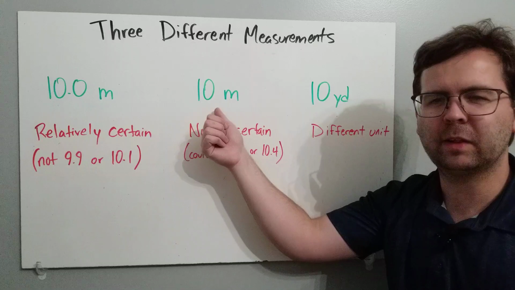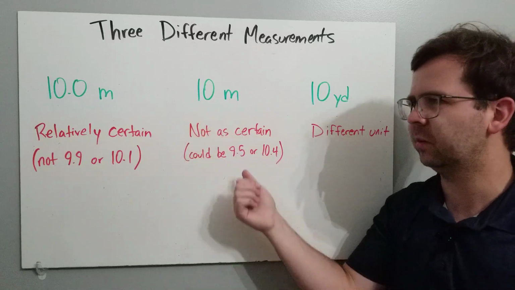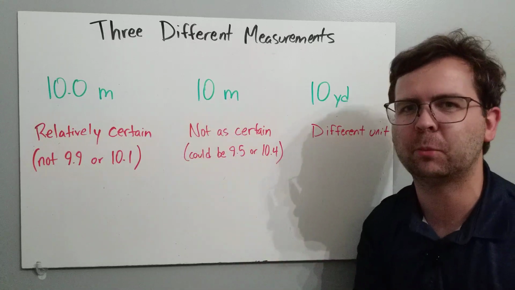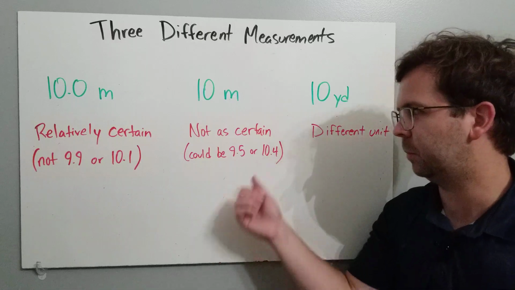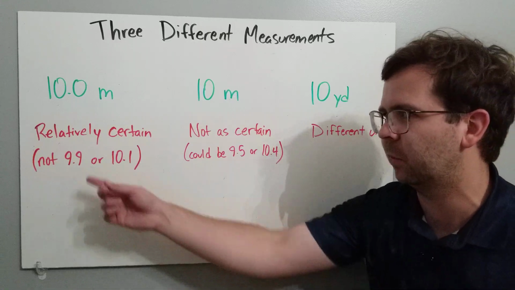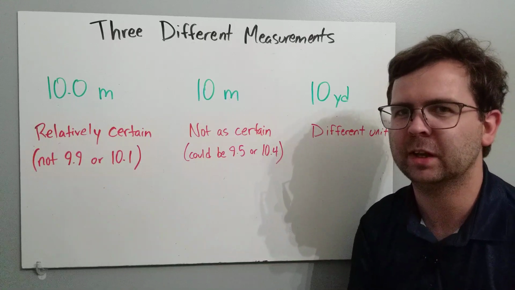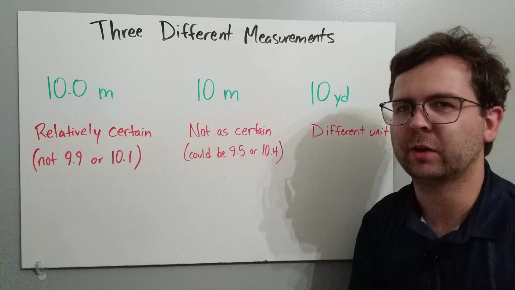Because writing it like this, 10 meters, that's actually not quite certain at all. It could be as low as 9.5. We just round it up. Or it could be up to 10.4. It could definitely be 9.9. We just rounded up to 10. You know, this is not a very precise number.